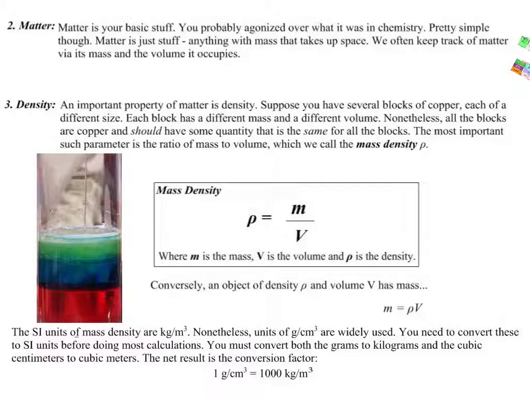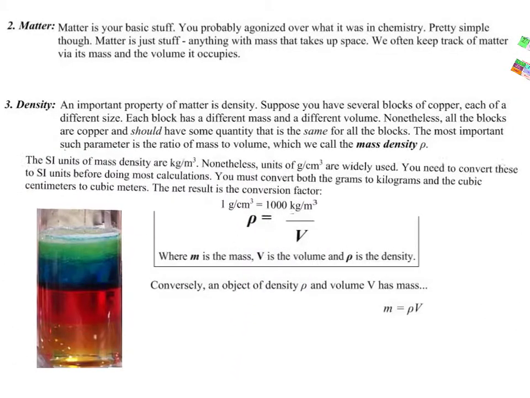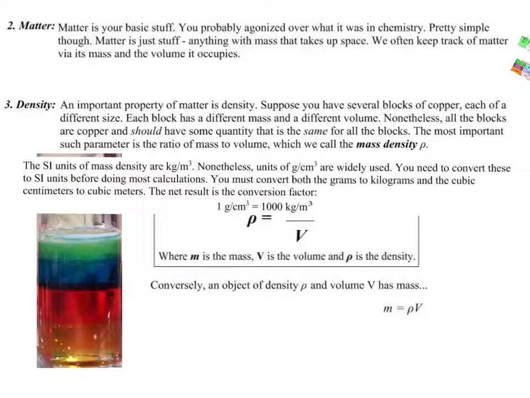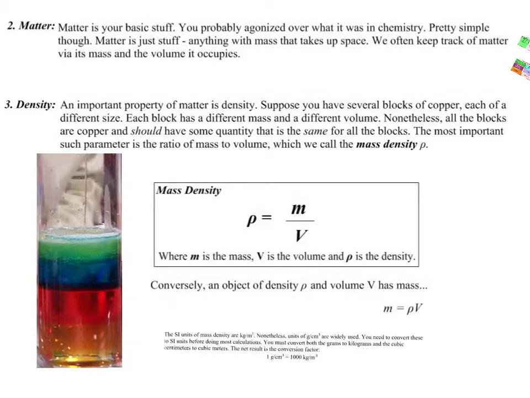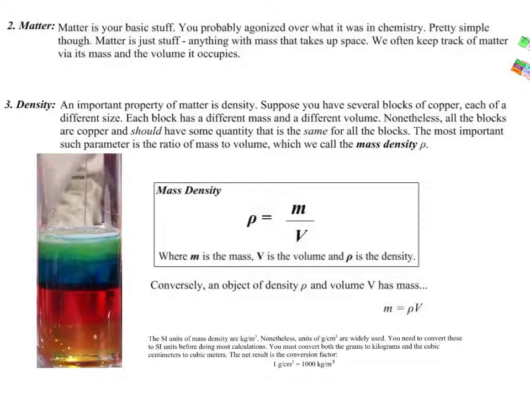Now the units for density are kilograms per cubic meter. Oftentimes you'll see units in grams per cubic centimeter, and we just have to convert that. Here's a conversion factor for converting grams per cubic centimeter to kilograms per cubic meter.